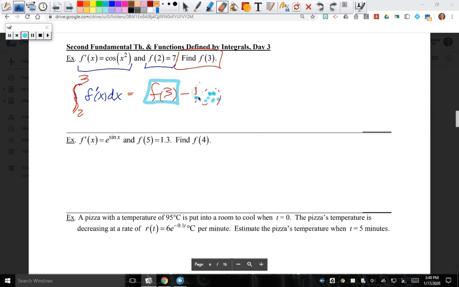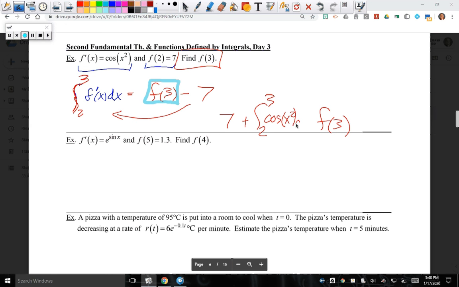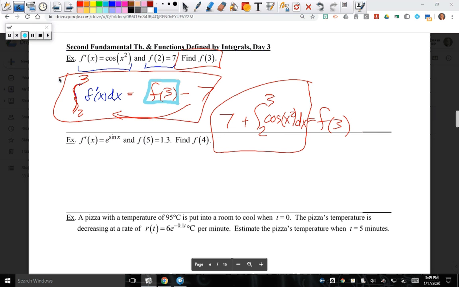So I'm going to replace f of 2 with the y value of 7. So if I wanted f of 3, all I need to do is add this 7 over, and it's basically going to analyze that. If I can find out what all of this equals, that is f of 3. And we will start to learn that next time with u substitution and whatnot. But our setup was still using the first fundamental theorem of calculus. And that's all I have.